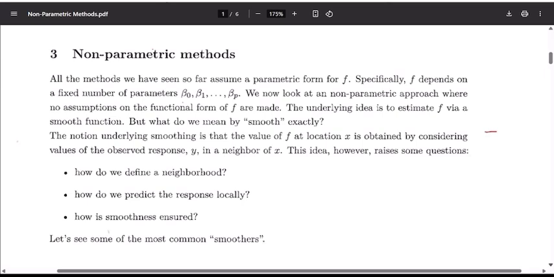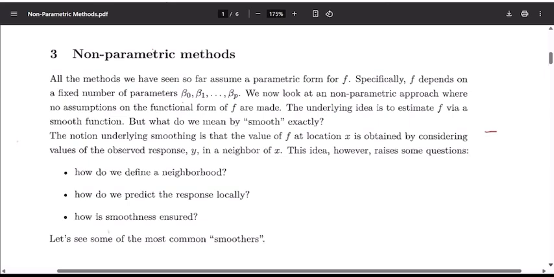Now, the notion underlying smoothing is that the value of f at a location x is obtained by considering the values of the observed response variable in a neighborhood of x. Here, we want to consider data points that are very close, because we believe those data points have a greater influence on the estimate given any value of the predictor.